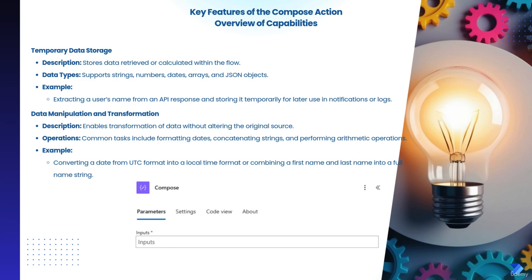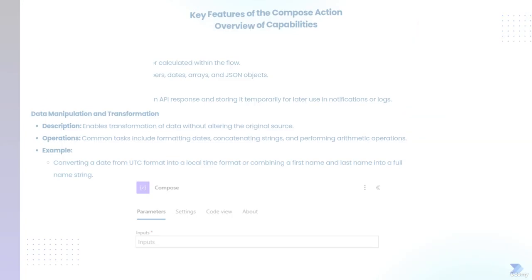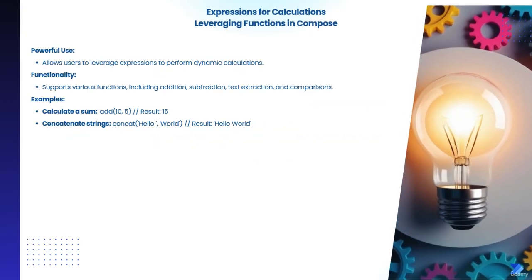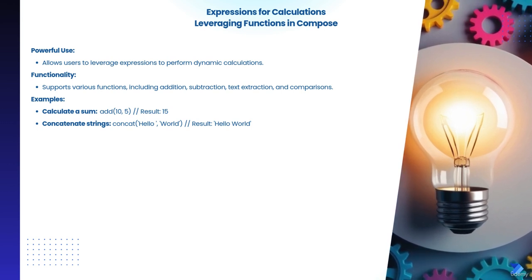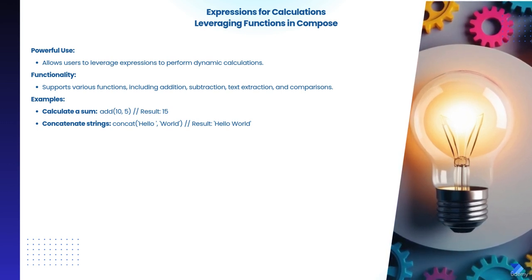Expressions for calculations. One of the most powerful uses of the compose action is handling expressions in Power Automate. You can use functions to perform operations like adding numbers, extracting a substring from text, or comparing values. Example: you might use add(10, 5) to calculate a sum, or concat('hello', 'world') to join two strings together.